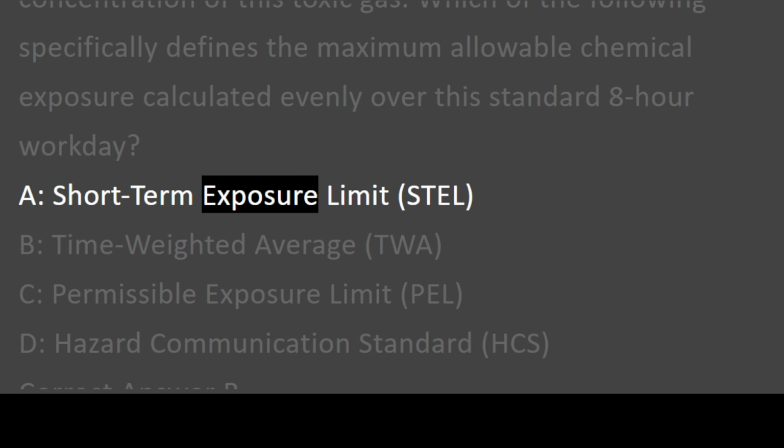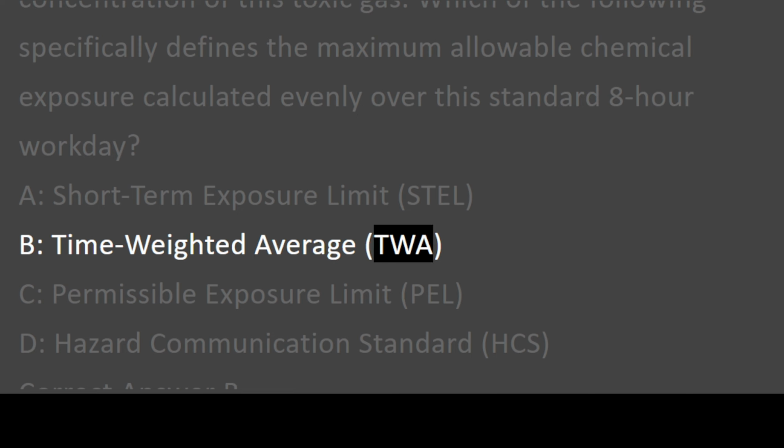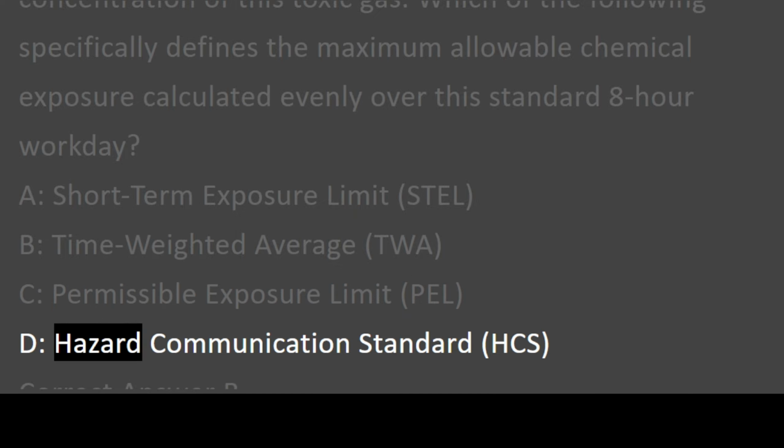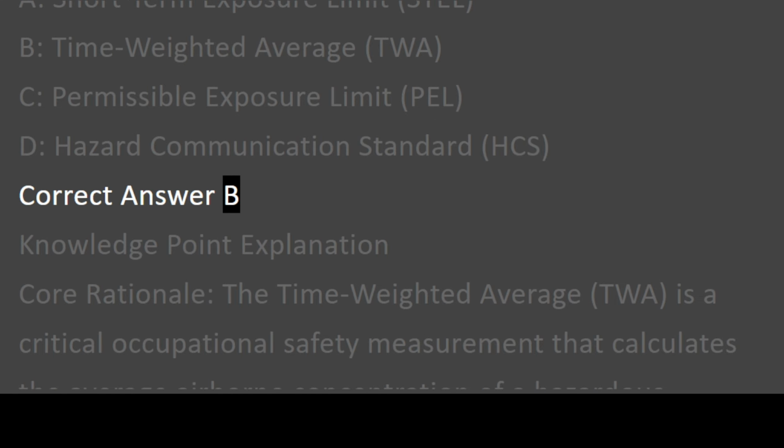Which of the following specifically defines the maximum allowable chemical exposure calculated evenly over this standard 8-hour workday? A. Short-term exposure limit, STEL. B. Time-weighted average, TWA. C. Permissible exposure limit, PEL. D. Hazard Communication Standard, HCS. Correct answer B.